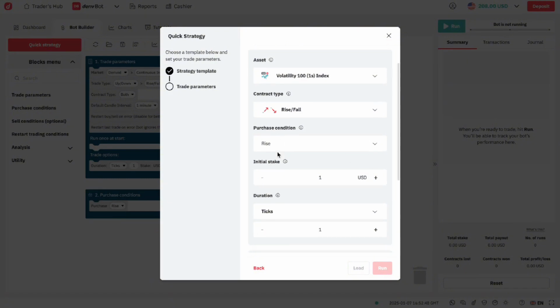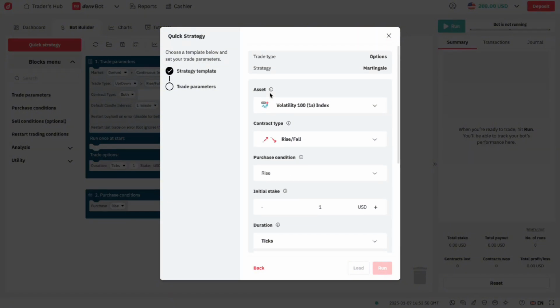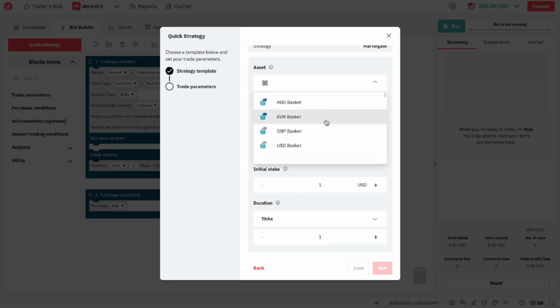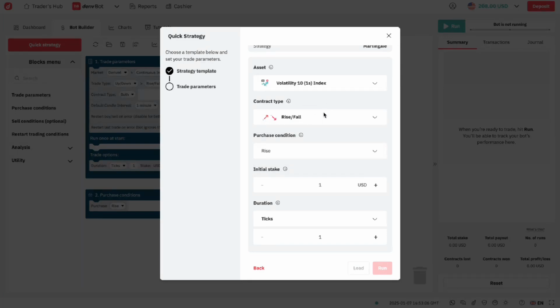So brothers, I don't want to keep rambling. The first thing you have to note is the asset. This is the market type you'll be trading. Right now by default it's on Volatility 100 (1s), but you can see all the other markets are here, and we can set it to Volatility 10 (1s) index. The contract type, this is the market type we'll be trading, and we're going to use rise and fall.